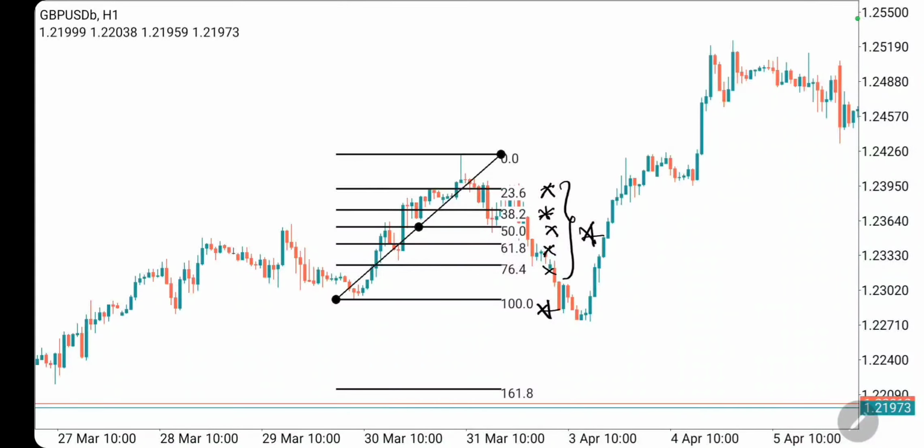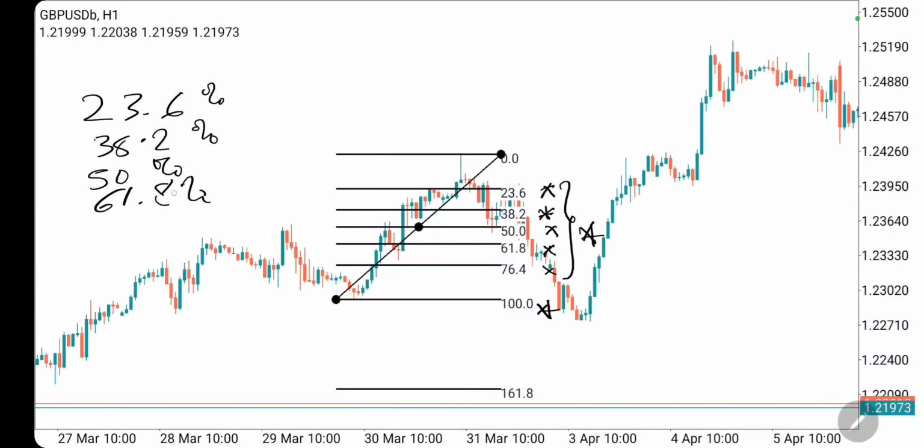All right, in a case whereby the market obeys this principle, you have the 23.6 level, the 38.2 level, the 50 level, the 61.8 level, and the 76.4 level. The market most times retraces from any of these levels.